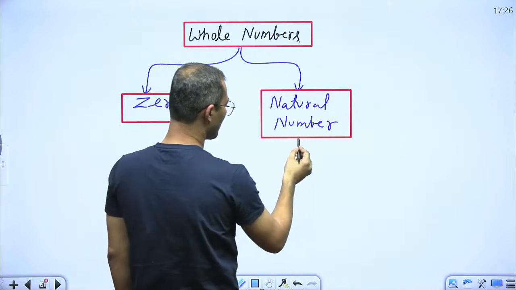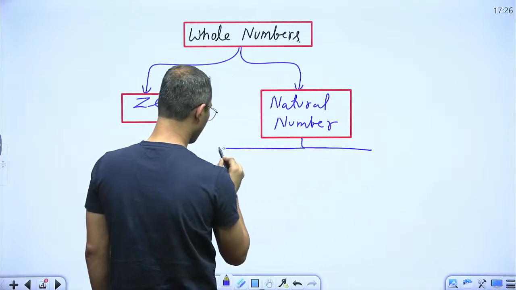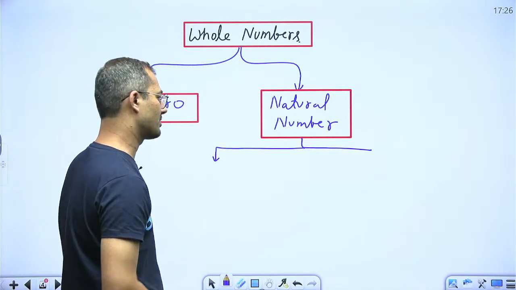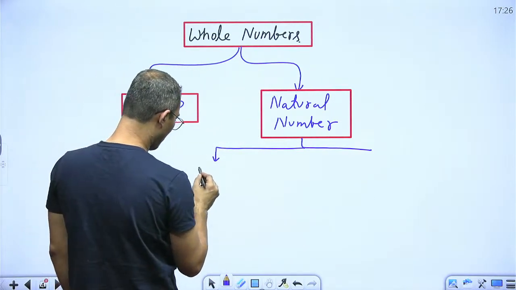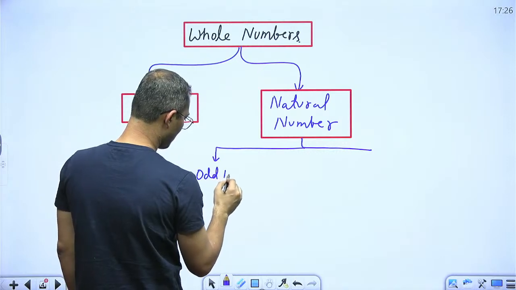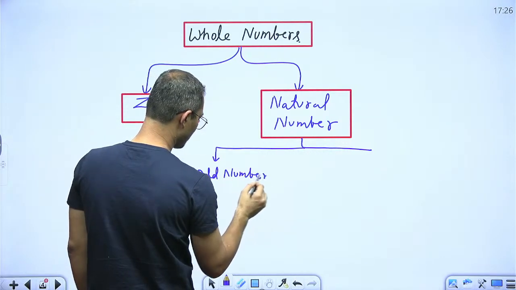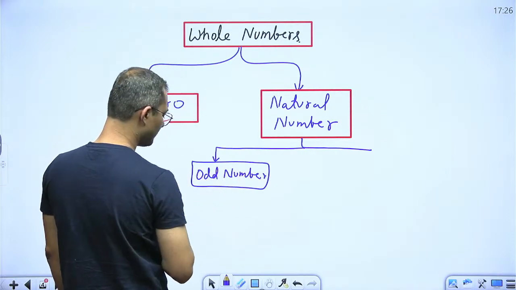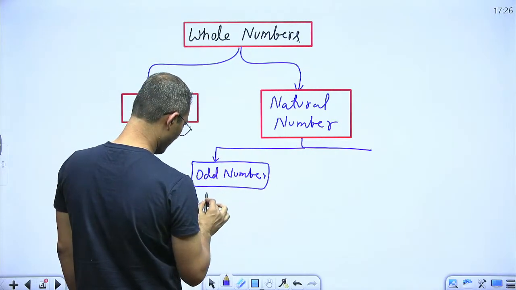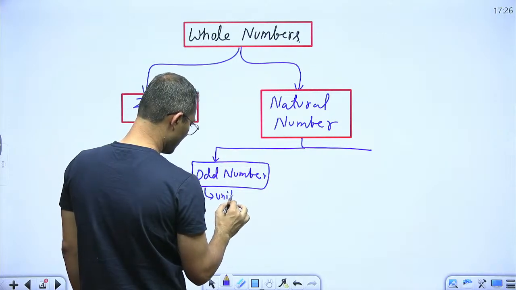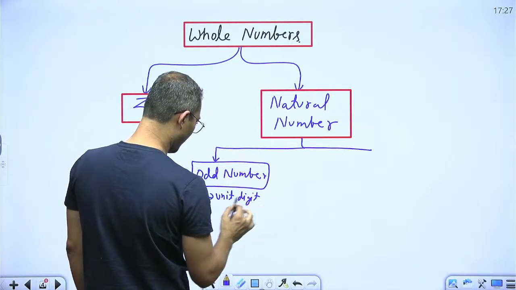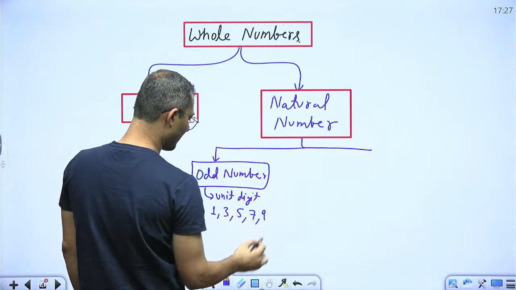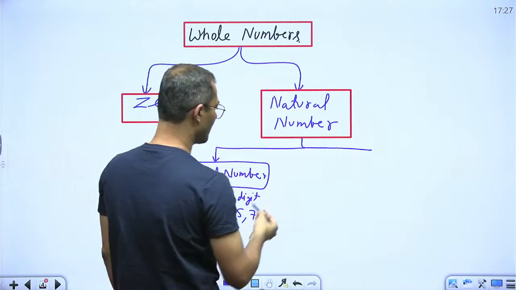So again, natural numbers are divided into certain parts. Broadly we can divide them. Odd numbers are those whose unit digit is 1, 3, 5, 7 and 9. So these are called odd numbers.